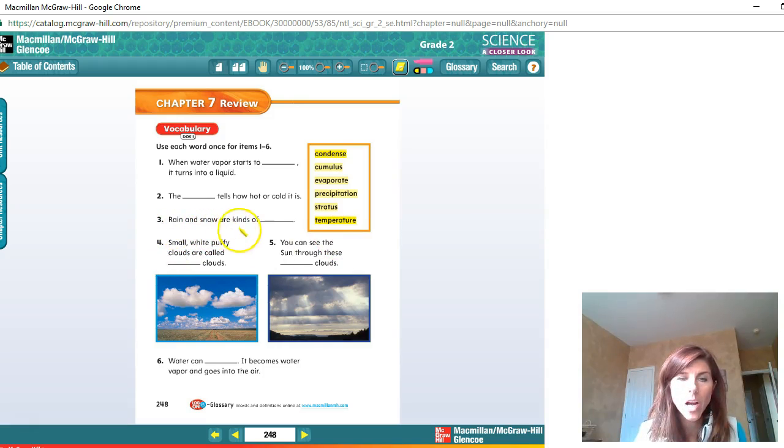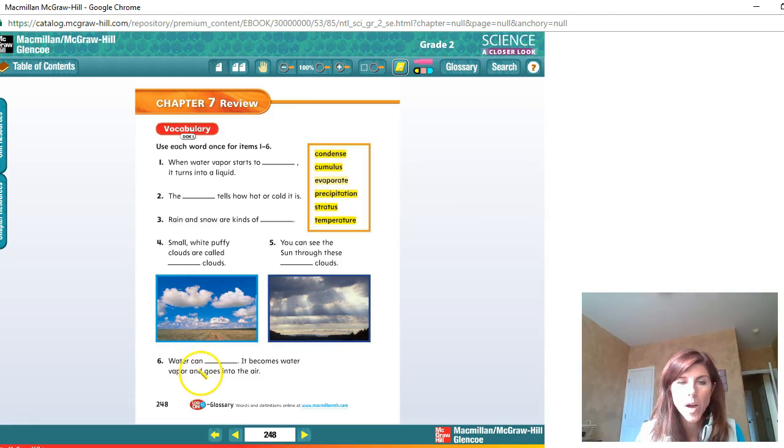Number 3, rain and snow are kinds of what? Read through those vocabulary words. Kinds of precipitation. Number 4 is a picture of small white puffy clouds, and these are called what? Are they called cumulus or are they called stratus? Remember, good weather is coming, and those are called cumulus. Can you guys say that? Cumulus. Big words. And you can see the sun through these types of clouds, and that would be stratus.